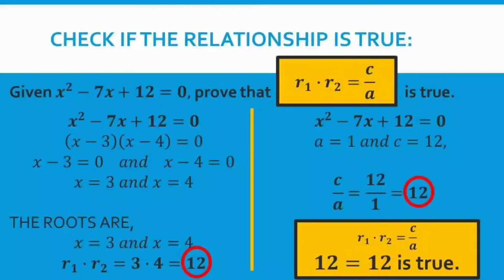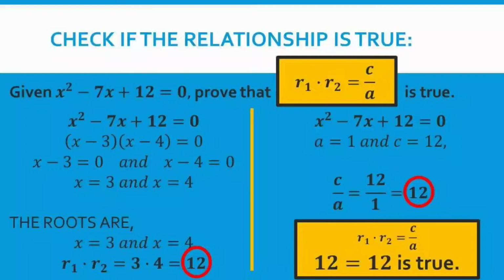We know that the roots are x equals 3 and x equals 4. Then we try to extract the product of these two roots. So R1 times R2 will become 3 times 4 equals 12. Moving forward to the latter part of the expression, we have C over A.